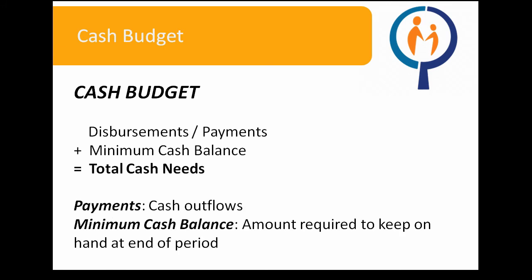To find the cash you need, aggregate all disbursements or payments. This could include items such as purchases, wages, utilities, advertising, office expenses, equipment, etc. To this, you add on the minimum cash balance, otherwise known as the amount required on hand at the end of the period. This should help you determine your total cash needs.